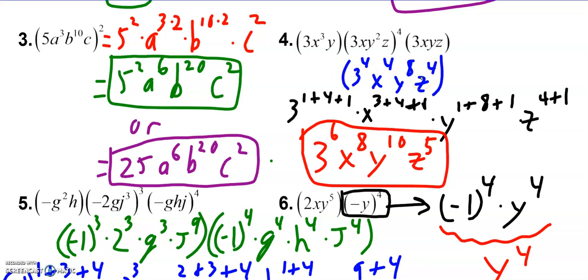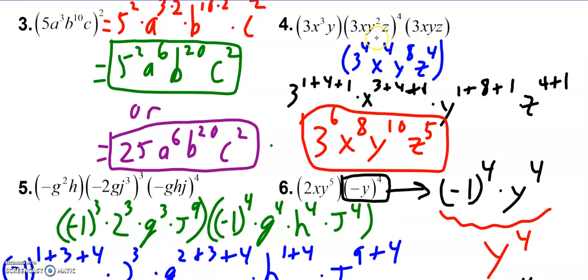Now I did what I did in problems 1 and 2, where I'm multiplying the bases. So this is 3 to the 1st, 3 to the 4th, 3 to the 1st, so it becomes 3 to the 1 plus 4 plus 1. I have x to the 3rd, x to the 4th, and x to the 1st, so x to the 3 plus 4 plus 1. I have y to the 1st, y to the 8th, and y to the 1st, so y to the 1 plus 8 plus 1. And I have z to the 4th and z to the 1st, so z to the 4 plus 1.